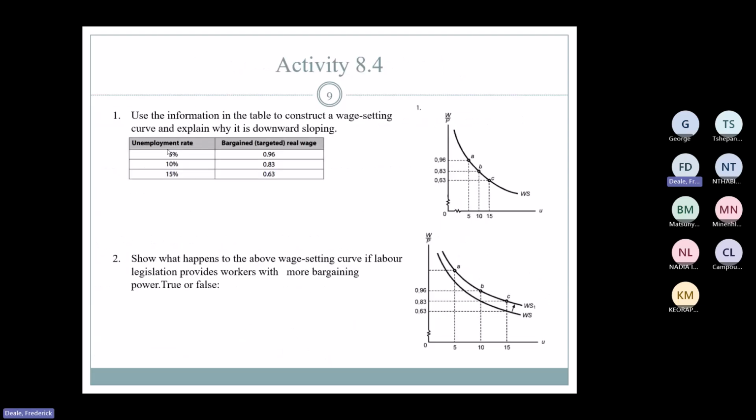But to actually construct it, you need to draw the 3 dots on there, A, B, and C, and then draw a line, a little bit of a curved line, through them. At an unemployment rate of 5, you've got a real wage of 9.6, right? That's what it tells you in the table. So that's your first dot A. Then at an unemployment rate of 10%, you've got a real wage of 8.3. And at an unemployment rate of 15, you've got a real wage of 0.63. So those are 3 dots.